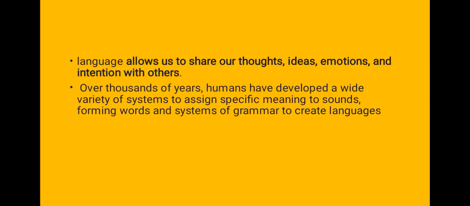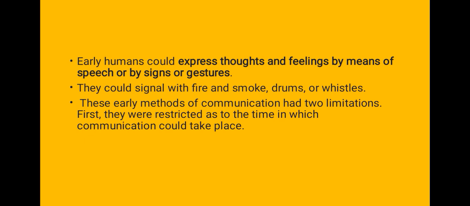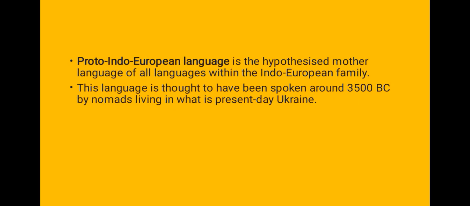Language allows us to share our thoughts, ideas, emotions, and intentions with others. Over thousands of years, humans have developed a wide variety of systems to assign specific meanings to sounds, forming words and systems of grammar to create language. Early humans could express thoughts and feelings by means of speech or by signs or gestures. They could signal with fire and smoke, drums, or whistles. These early methods of communication had two limitations. First, they were restricted as to the time in which communication could take place.